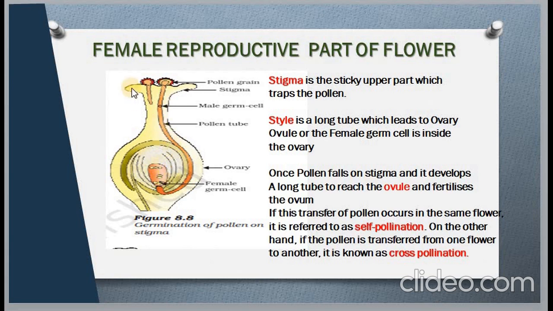Most of the time what happens is this pollen could fall from the same flower. The pollen could be from the same flower. In such case, it is known as self-pollination. But if the pollen is going to be from a very different flower, either by wind or insects, it falls on this pistil. In such a case, it is known as cross-pollination.